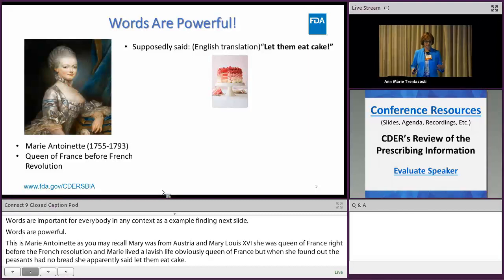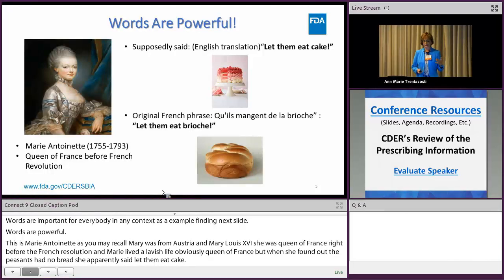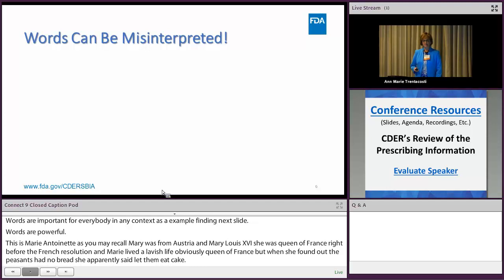and Marie lost her head, literally. Many historians now think, however, that Marie may not have actually said, "Let them eat cake." This may have been said by another queen of France who lived 100 years before, or may not have been said at all by Marie. But actually, what's interesting is Marie couldn't have said, "Let them eat cake," because the French translation is actually, "Let them eat brioche." And a brioche is a sweet French roll. So I think we would all agree that from an English language perspective, "Let them eat cake" is probably a lot more powerful than "Let them eat brioche," but that may be a more level-headed statement. I don't know. So words can be misinterpreted.